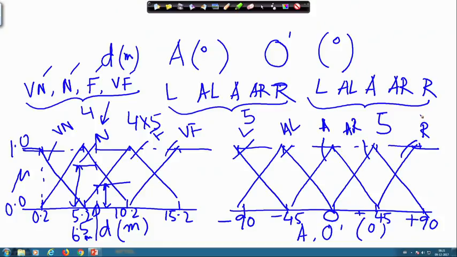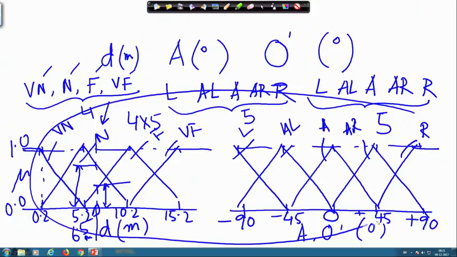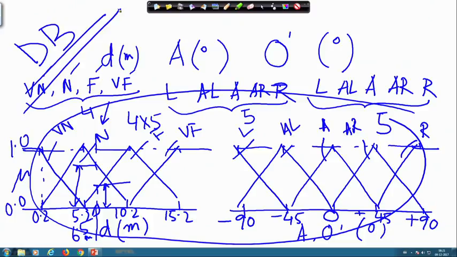So, this information, whatever I am just putting here, is known as the database of these particular inputs and the output of this process. This is what we mean by the database. And once you have got this particular database, now we are in a position to design the rules.